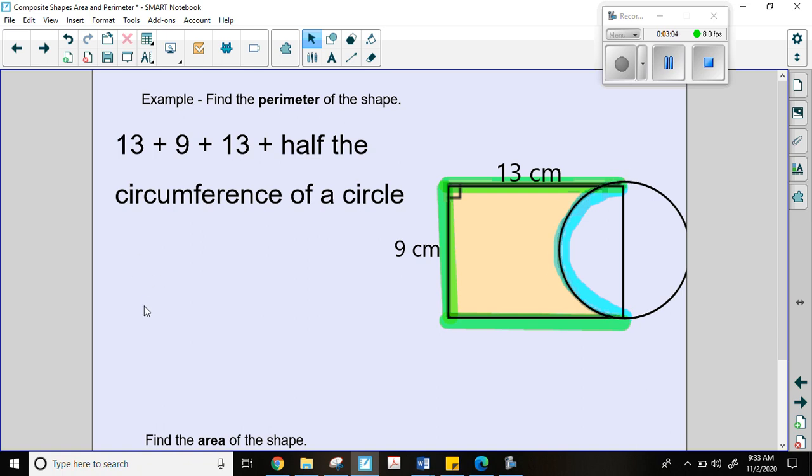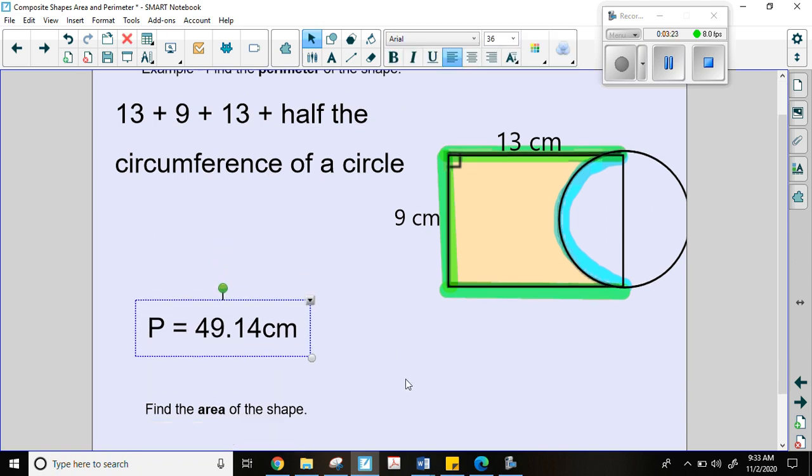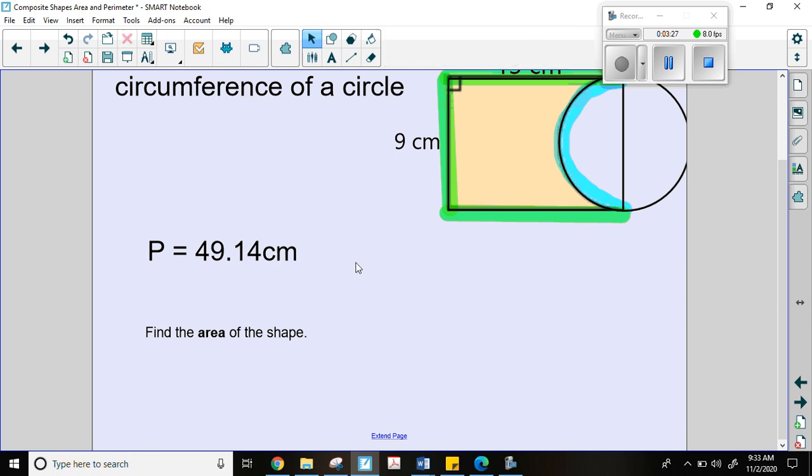So when you do that work, I want you to try this on your own and see if you get to this answer, 49.14 centimeters. Not squared. We would only square our area. Okay, when we're looking for perimeter, our units just stay as they are.